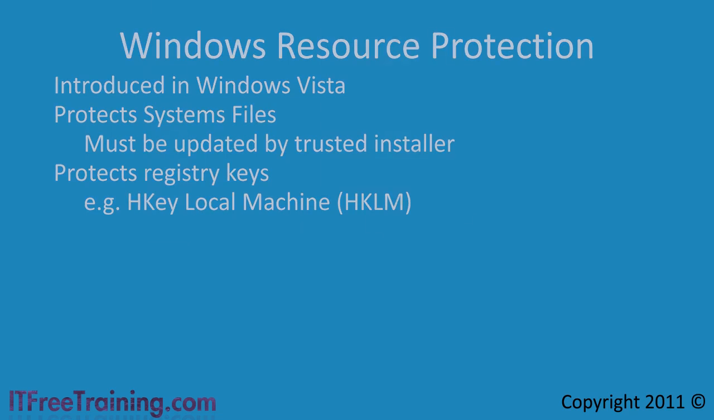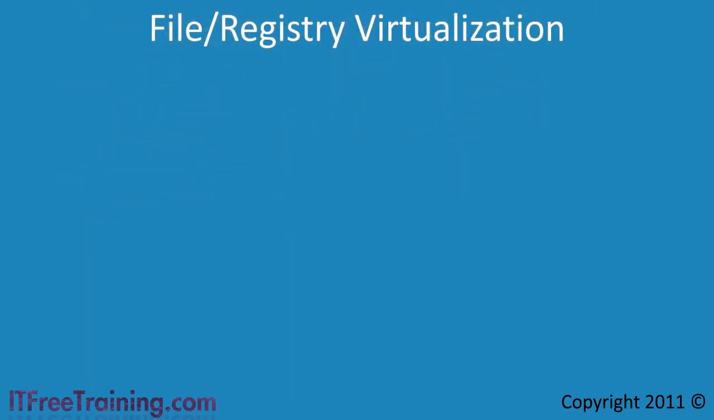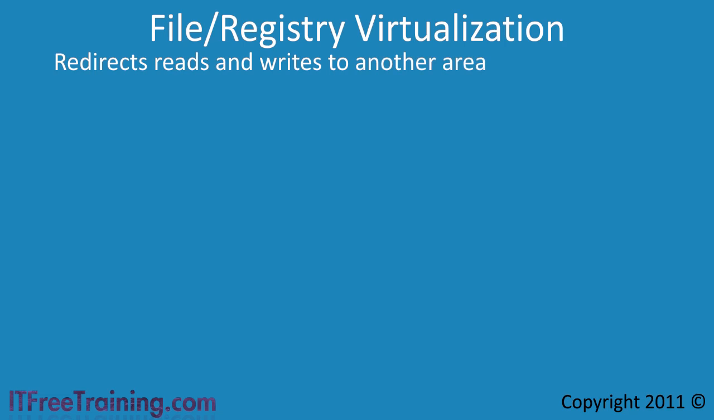Microsoft has thought about this and has implemented another system that not only protects your files, but provides backward compatibility. Windows provides a virtual registry and file area for system files and the registry. When applications attempt to read or write to these areas, they are redirected to another area.